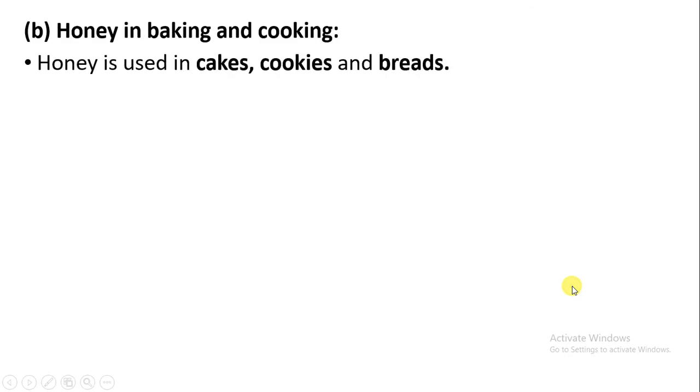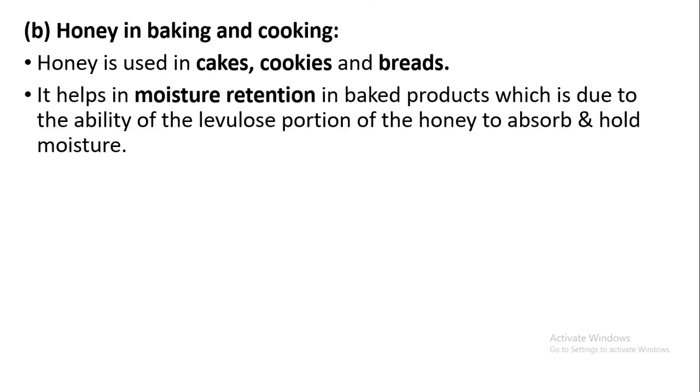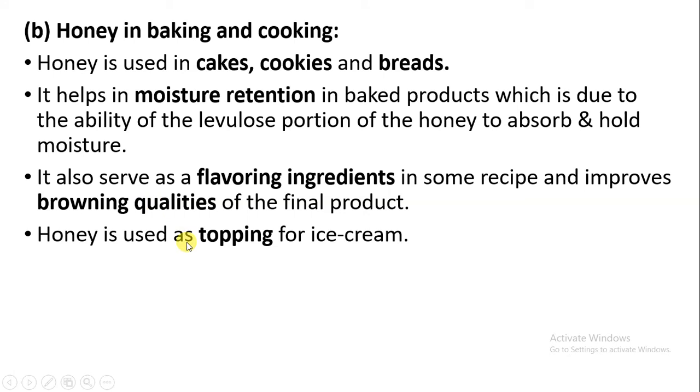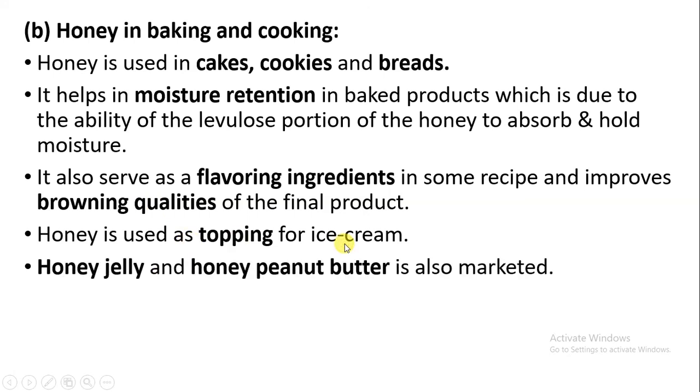Next, honey is also used in baking and cooking, like to make cakes, cookies and breads. Honey जो है इसलिए डाला जाता है cakes, cookies और bread में क्योंकि it helps in moisture retention. Okay, dry नहीं होने तक काफी moisture hold करके रखता है. Okay. Next, it also serves as a flavoring ingredient. Flavor enhance करता है किसी भी recipes में, browning qualities increase होती है. Okay, ice cream के topping के लिए भी honey को use करते हैं.